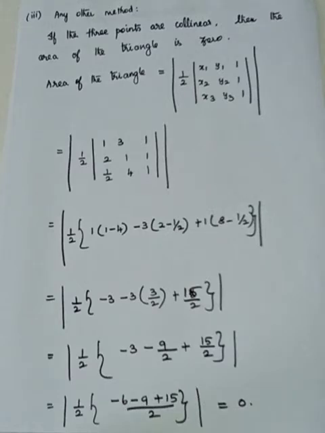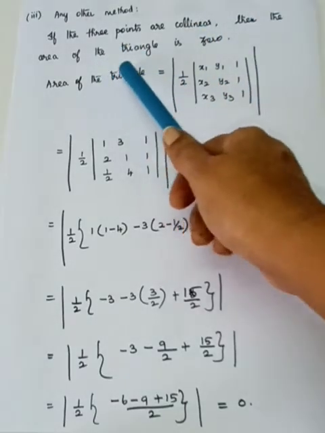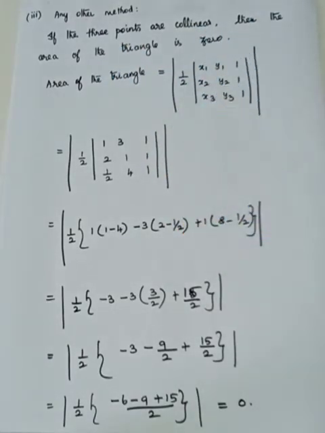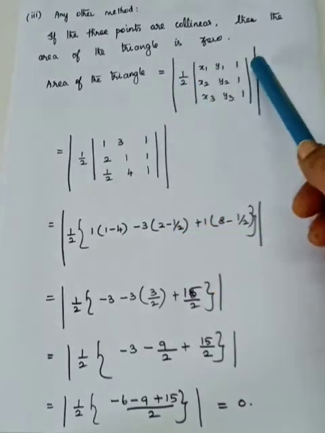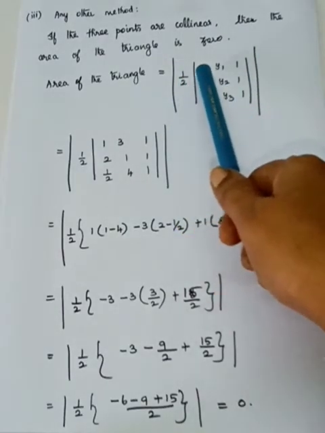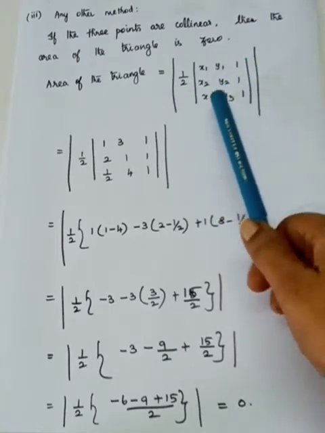So therefore the area of the triangle is equal to 0. If the 3 points are collinear, then the area of the triangle is 0. So in matrices and determinants, if the 3 points are given, what formula has to be used? Area of the triangle is equal to the absolute value of half into the determinant x1 y1 1, x2 y2 1, x3 y3 1.